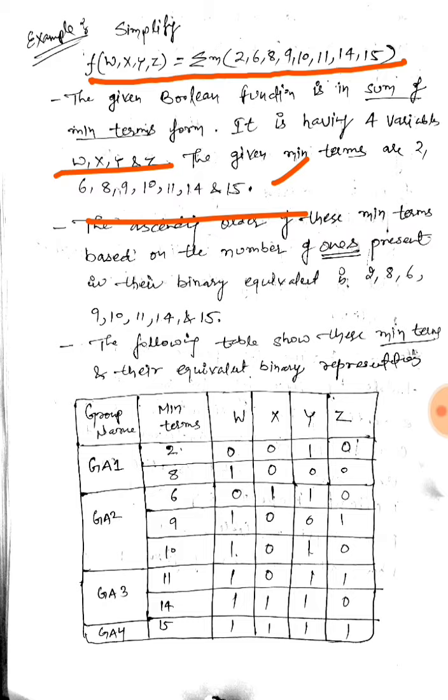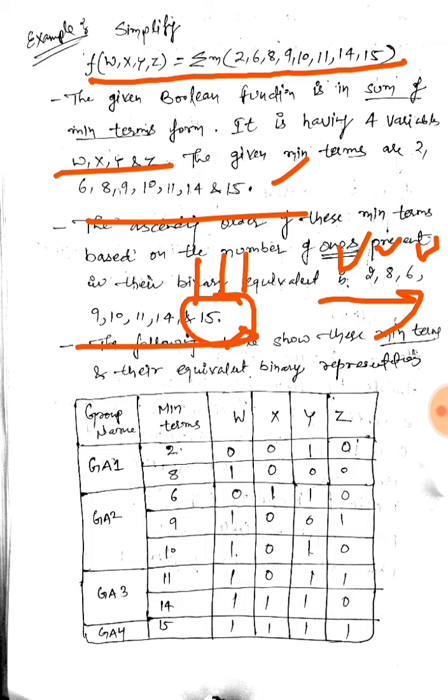I arrange these minterms on the basis of the number of 1s present in them. So this would be my ascending order, as there is only one 1 in 2. Similarly in 8 we have only one 1. In 6 we have two 1s, similarly in 9, and in 15 I would have four 1s. So I arrange these minterms in ascending order of the number of 1s present in them.